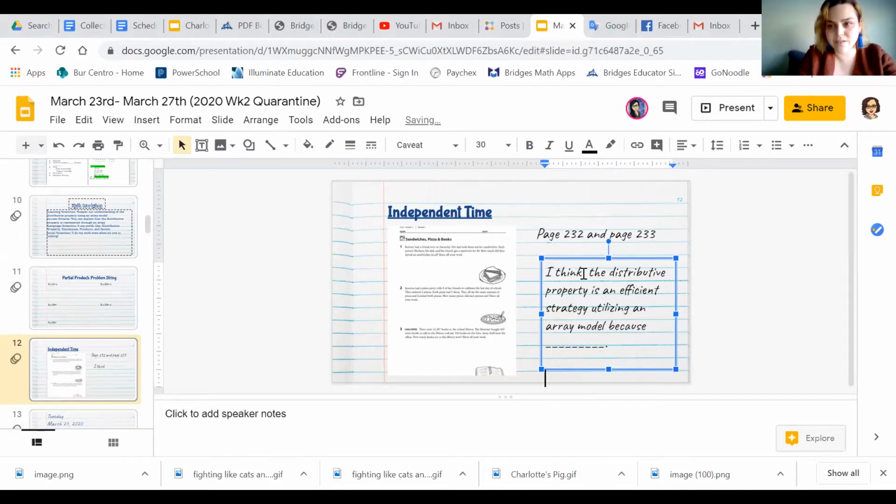As a bonus, I'd love for you guys to solve this. We just solved 5 times 23. So I'd love for you to use an area model, an array model, to solve, using the distributive property, 5 times, let's do 46. 5 times 46 equals what? Try to do that in the YouTube comment section.